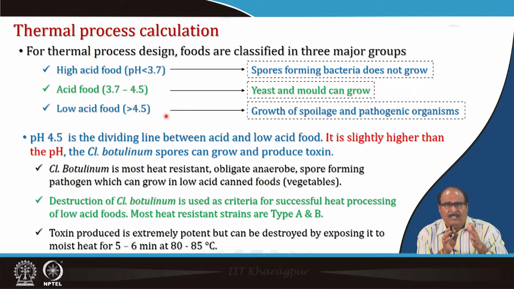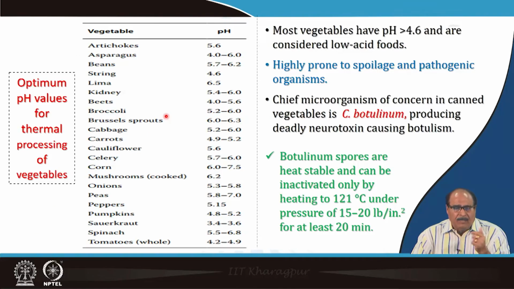Clostridium botulinum is the most heat resistant obligate anaerobic spore forming pathogen which can grow in low acid or canned foods, particularly vegetables which are used for canning. So destruction of Clostridium botulinum is used as the criterion for successful heat processing of low acid foods. The most heat resistant strains of Clostridium botulinum are type A and type B. It produces an extremely potent toxin, but the toxin can be destroyed by exposing it to moist heat for about 5 to 6 minutes at 80 to 85 degrees Celsius.